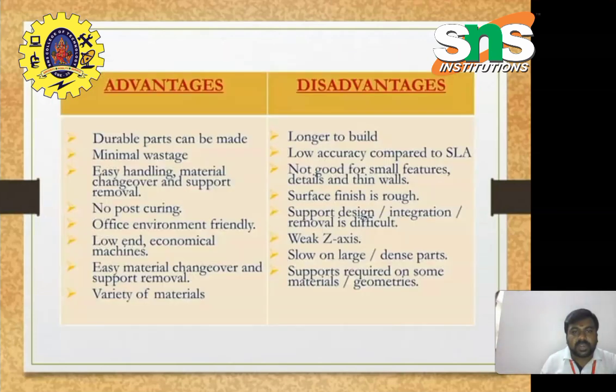For the FDM process, advantages: durable parts can be made, minimal wastage, easy handling, easy material changeover and support removal, no post curing, office environment friendly, low end and economical machine, variety of materials. It also has some disadvantages: longer to build, low accuracy compared to the stereolithography process, not good for small features, details and thin walls, surface finish is rough, support design, integration and removal is difficult, weak in the z axis and slow on large and dense parts, support required on some materials and geometries.